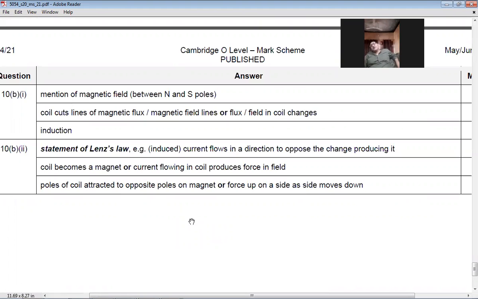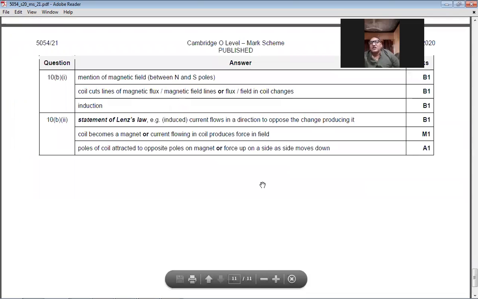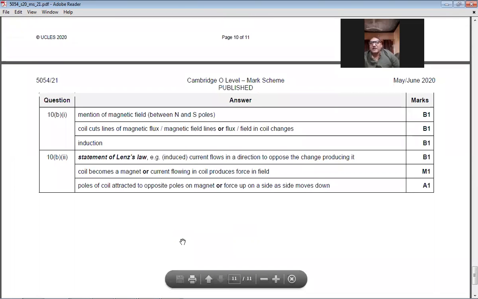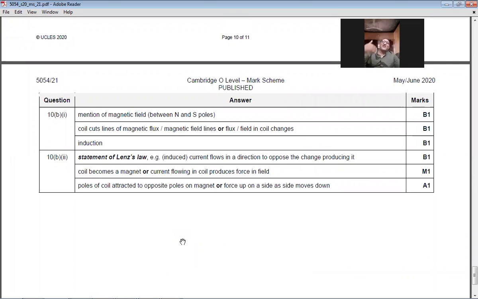So whatever is the cause producing it, the current induced will have a direction in such a way that it will oppose that change. Coil becomes a magnet, or current flowing in the coil produces force in the field. Poles of the coil attracted to the opposite poles on the magnet, or force up on a side as the magnet moves down. So you can have a good look at this marking scheme here, and I hope that you can write even better answers. The answers which I wrote are just an example of how you should write your answer. My students write better answers than me. Have a look at the marking scheme and look at my answer, and then make your own.